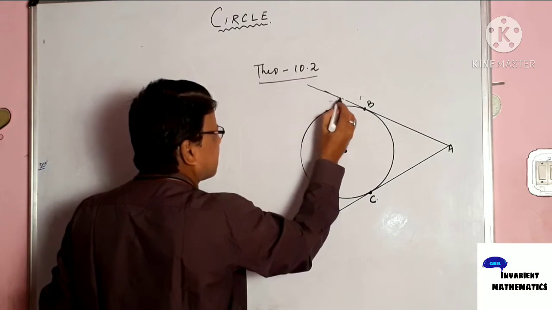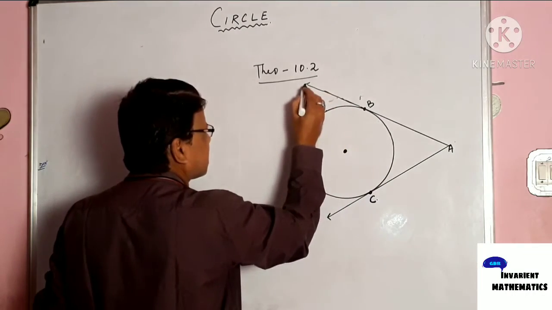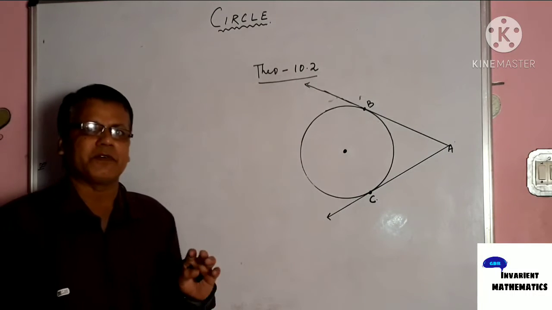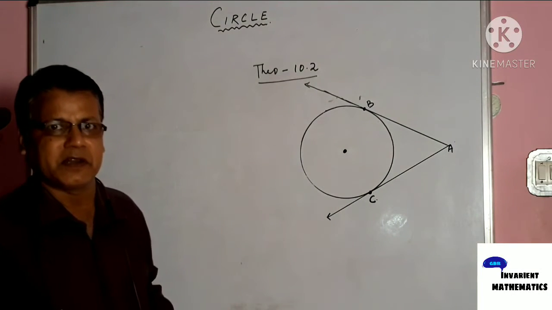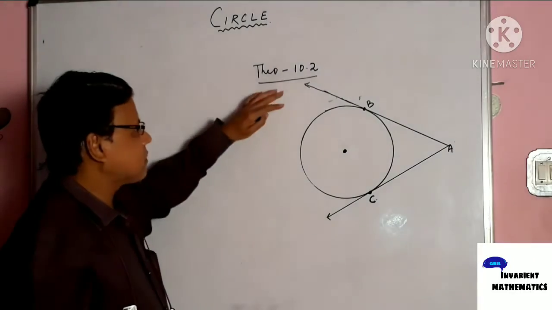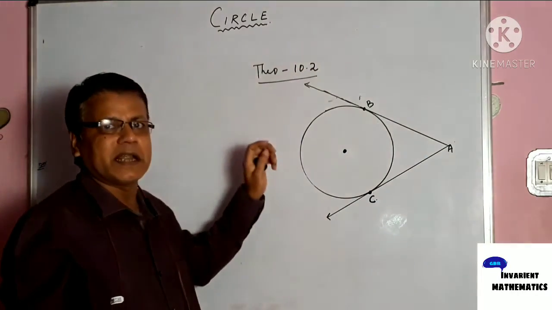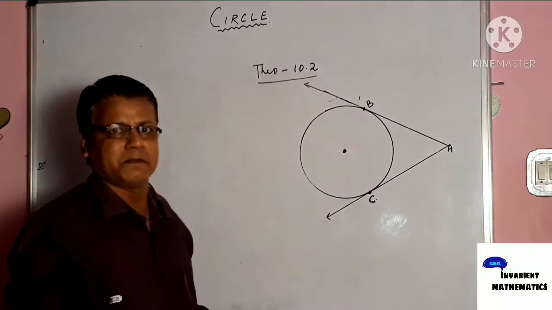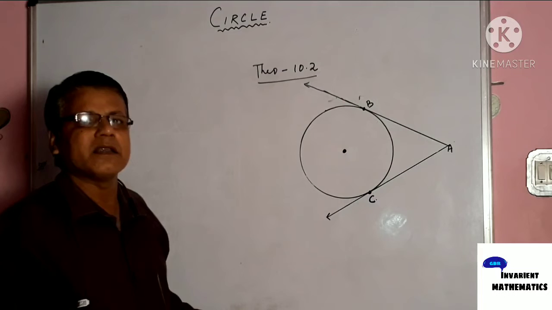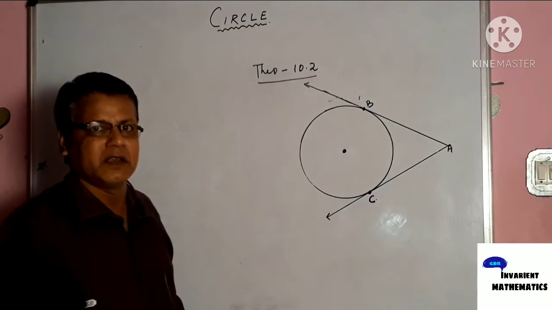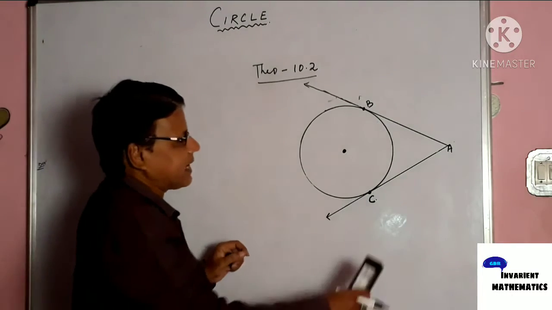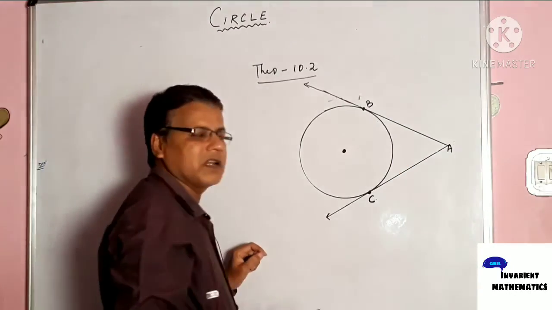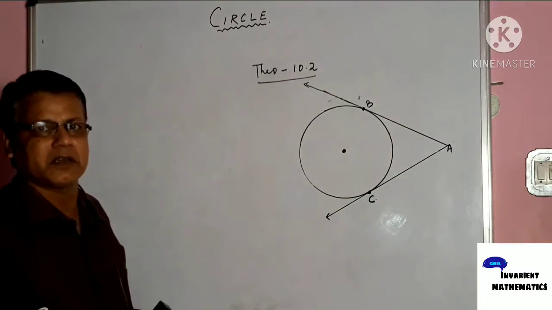We know that from an exterior point of a circle, we can draw a maximum of two tangents. So your theorem 10.2 says that the tangents drawn from an external point of a circle are equal in length. The lengths of tangents drawn from an exterior point of a circle to the circle are equal with each other.